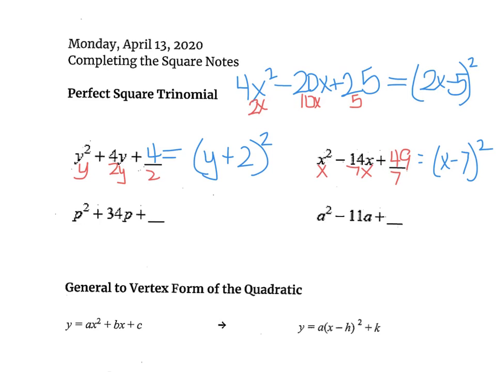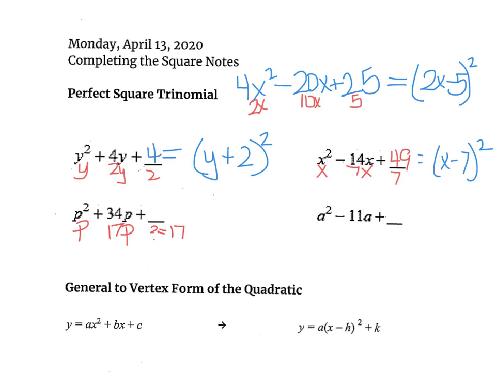Okay, pause the video. I want you to try this one. Try doing that one on your own. Okay, come back. Where's p squared come from? Comes from p. P times what here? Well, that number times p gives you 17p, because 17p is doubled to give you 34p. So that number must have been 17.